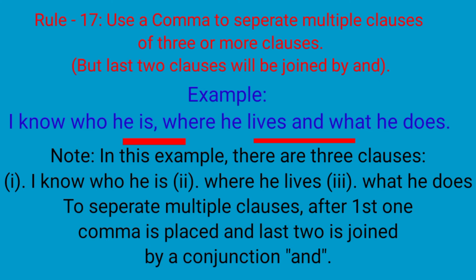I know who he is is the first clause, the second clause is where he lives, and the last clause is what he does. After every clause, a comma is placed. Who he is, after this clause, a comma is placed, and the last two clauses, where he lives and what he does, are joined by the conjunction and.